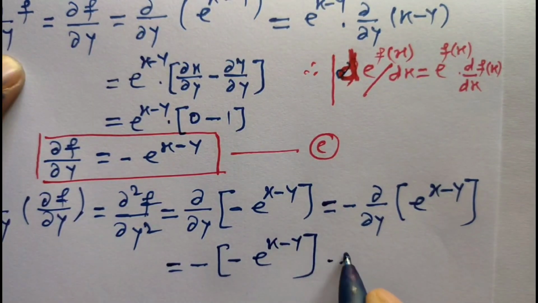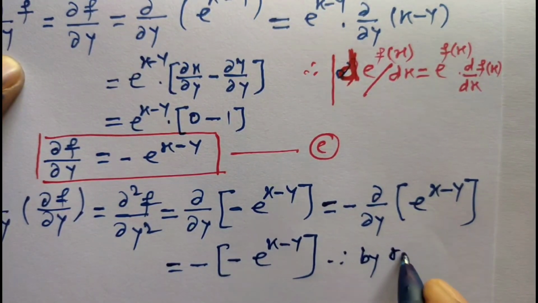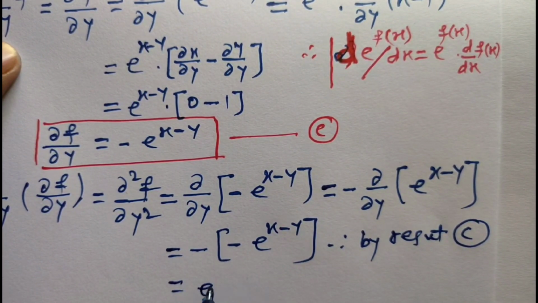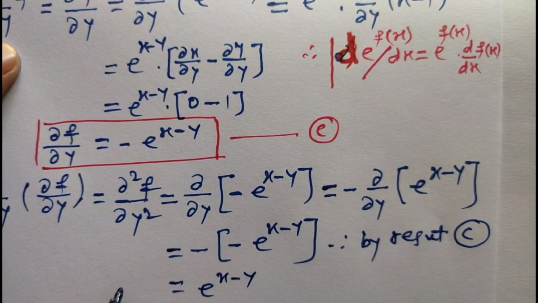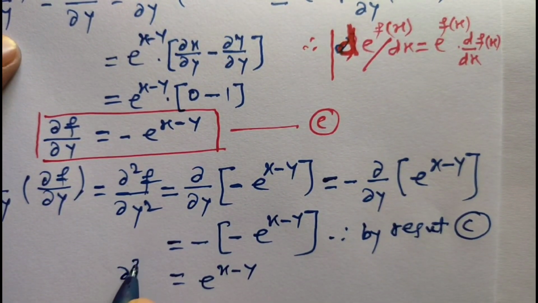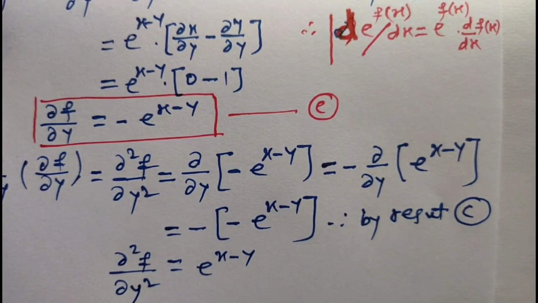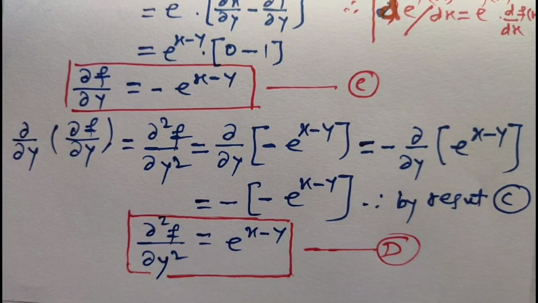You can write here by result number C, and this is equal to minus into minus, plus e to the power x minus y. Hence finally ∂²f/∂y² is equal to e to the power x minus y, and this is result number D. Hence the solution of this sum.